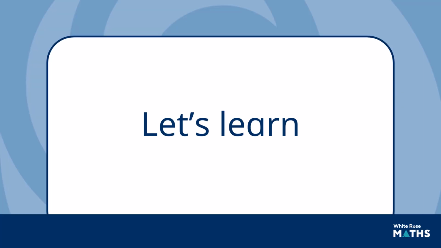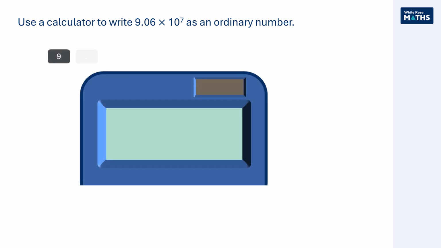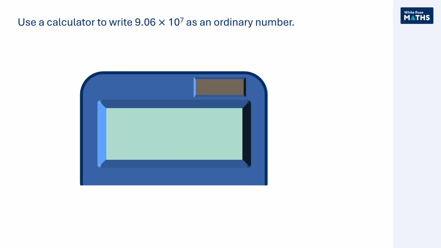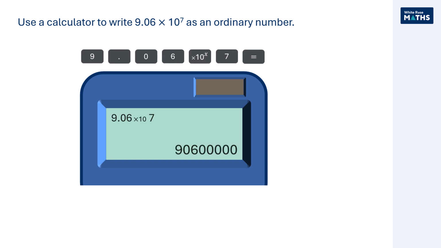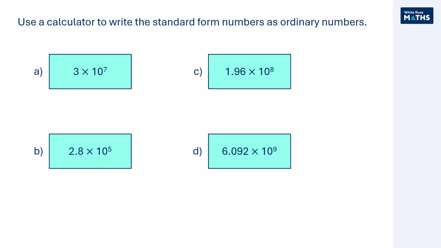Next part, let's learn. This part I've done already this year. Use your calculator to write down 9.06 times 10 to the power 7 as an ordinary number. There are your two options. Which method do you prefer? I went for this one, but it can be either. There's no right or wrong answer when it asks for your opinion. These were done earlier, and if not, they're the answers for them.